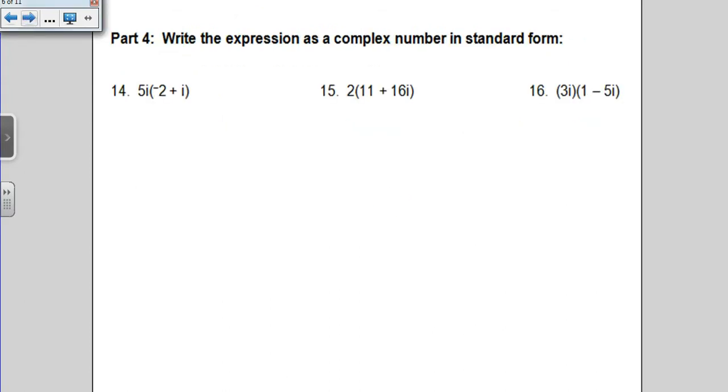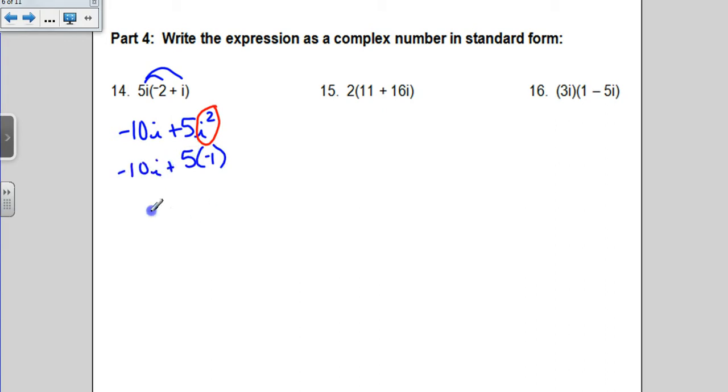Alright, now we're going to multiply complex numbers together. So here it turns into kind of a distribution problem. So we end up with negative 10i, and then 5i times i would be a plus 5i squared. Now we can't stop here. Remember the note at the top of the section said, don't forget, i squared is really a negative 1. So you need to think of this as really being 5 times a negative 1, which is really a negative 5.